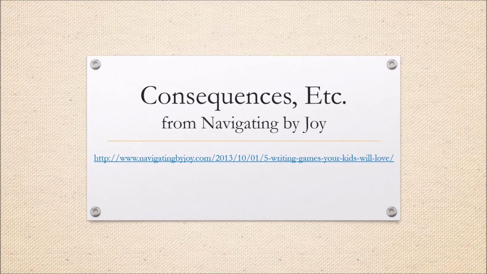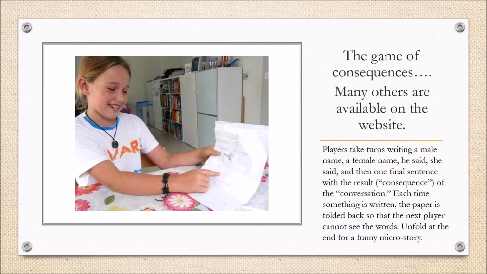The third resource is a game called Consequences, and there are others, from a site called Navigating by Joy. Consequences is a game that's been around a long time, but as the author of the website pointed out, it is an authentic writing experience, so it's not a contrived necessity for writing. You have to write to play this game, and it's a really fun one.